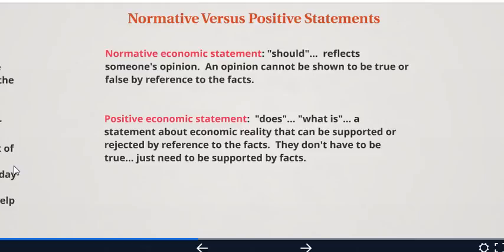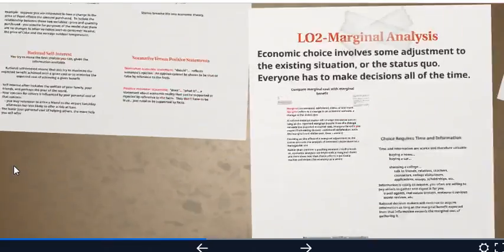But positive economic statements, it's the does, the what is. A statement about economic reality that can be supported or rejected by reference to the facts. Okay, positive is supported by facts and data. They don't necessarily have to be true, but it has to be supported by facts. That's important. So normative is a should statement. It's someone's opinion. Positive is a does or a what is, and it's supported by facts. Not necessarily true, but supported by facts.